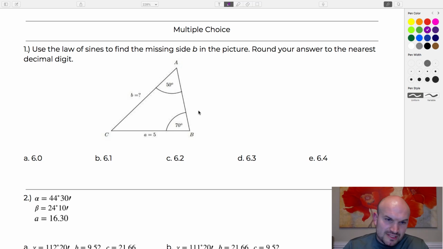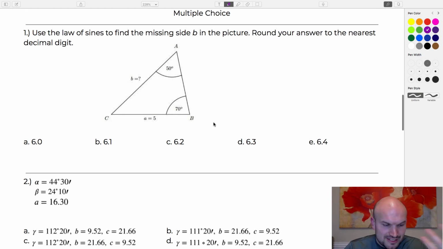So again, kind of word problem. It's a little bit nicer because we can check our answer and see if we typed in something incorrectly or made a mistake. This first question says, use the law of sines to find the missing side B in the picture. Round your answer to the nearest decimal.